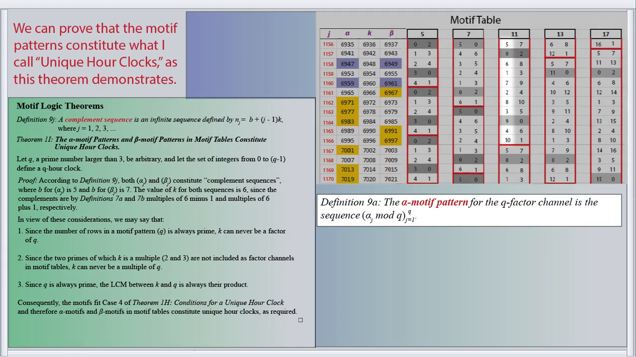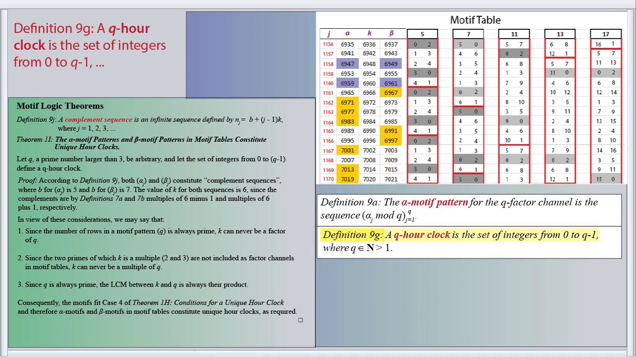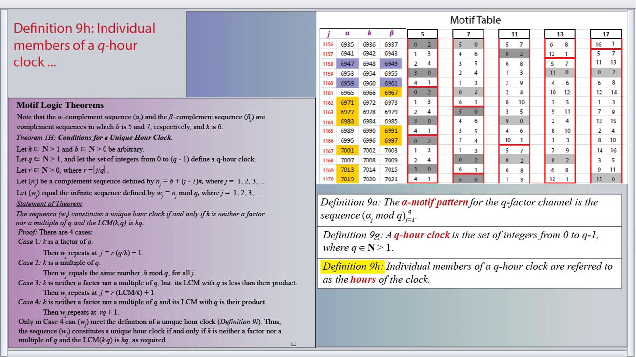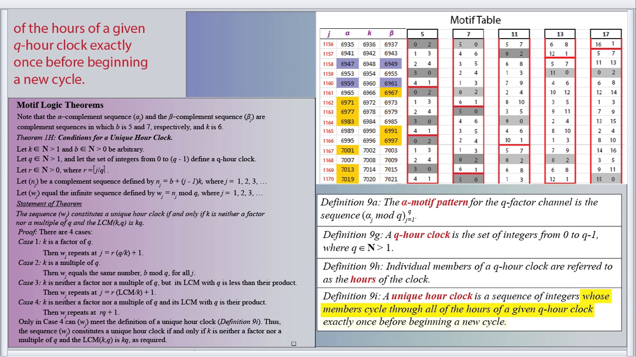We can prove that the motif patterns constitute what I call unique hour clocks, as this theorem demonstrates. Definition 9g. A q-hour clock is the set of integers from 0 to q-1, where q is a member of the set of natural numbers greater than 1. Definition 9h. Individual members of a q-hour clock are referred to as the hours of the clock. Definition 9i. A unique hour clock is a sequence of integers whose members cycle through all of the hours of a given q-hour clock exactly once before beginning a new cycle.